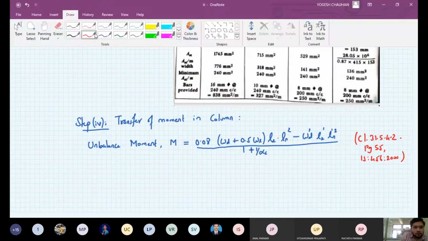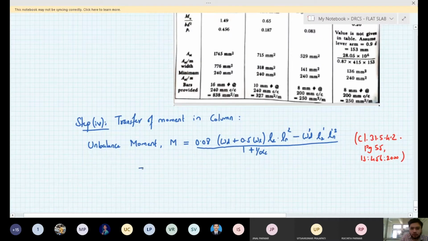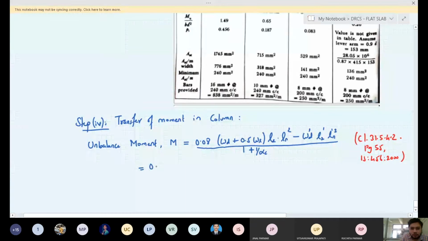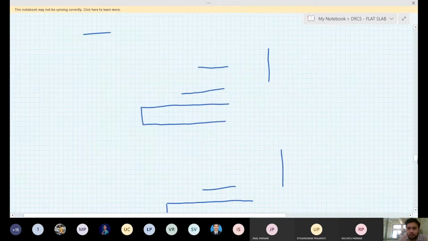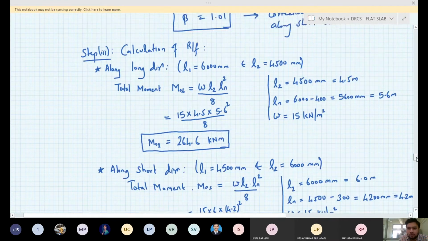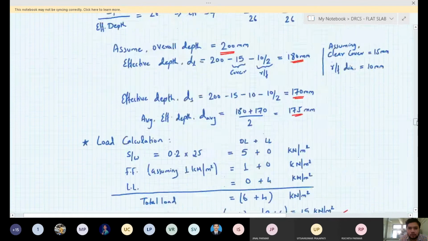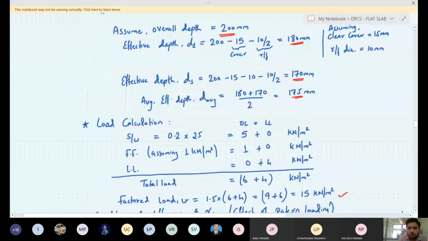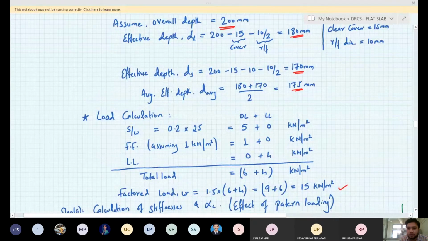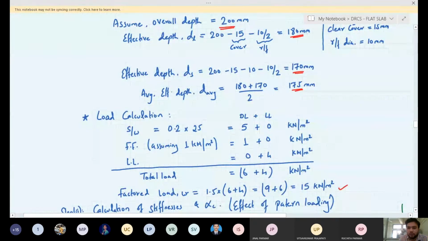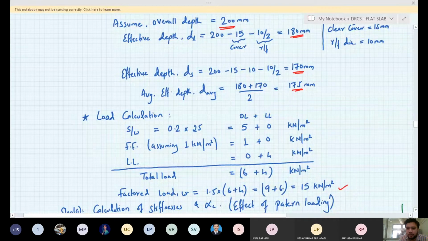So this is equal to 0.08. Now WD is the dead load. If you remember, the total dead load is 9, and live load is 6. So your WD is 9 and WL is 6.